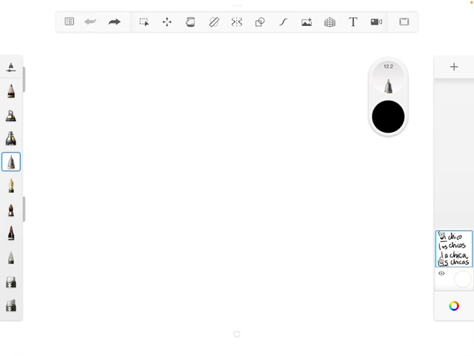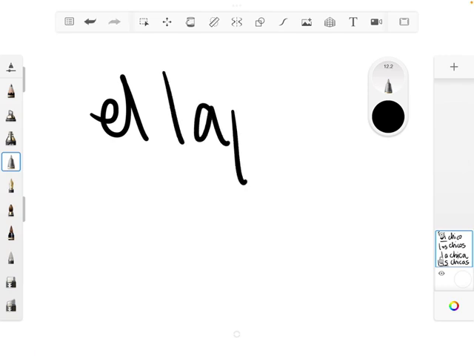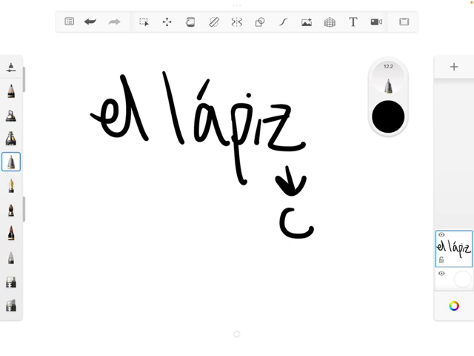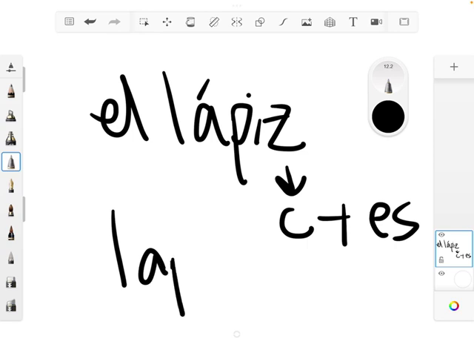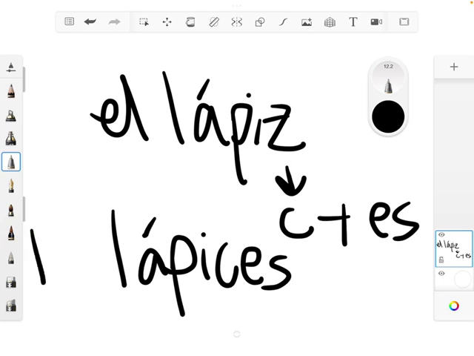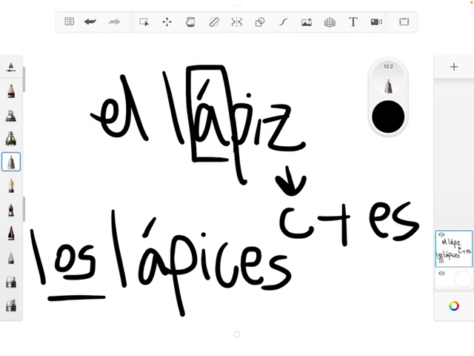Now, for some other examples over here. We have el lápiz. To make that plural, we're going to change that Z to a C and add ES. So we're going to change it and it's going to turn into lápices with that accent. And then we're going to make that plural. Now, I want to take a break real quickly and just note this. For those of you who haven't seen this before, when you see that little line over a vowel, that's going to indicate to you that that's the syllable that's stressed.